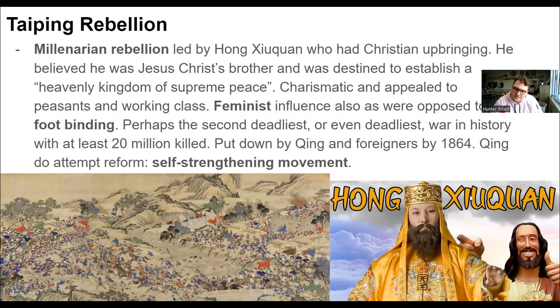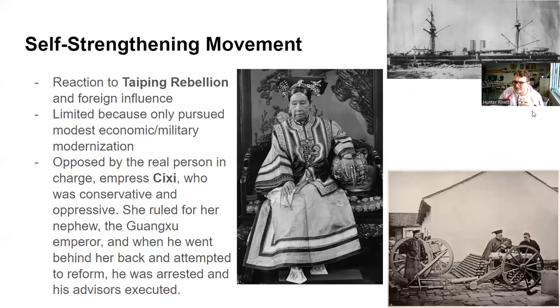It's eventually put down by the Qing government and foreigners. You need to know that the Qing has to actually ask the foreigners to come in and help them put this rebellion down. If you have to ask for help in a fight, you think they're just going to do it for free? No. And so they get some more stuff out of this. And so the Qing say, okay, we've got to do something. We've got to attempt some reform. And that leads to the self-strengthening movement. So they put it down. Hong Xiuquan actually kills himself. And the government that same year initiates the self-strengthening movement, which will last for roughly 20 years. But it's not very effective.